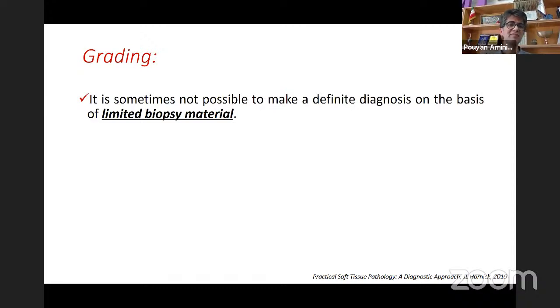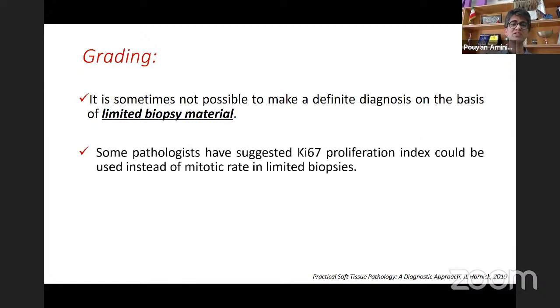In case of limited biopsy material, it is sometimes not possible to make a definite diagnosis. And also some pathologists suggest the Ki67 proliferation index instead of counting mitotic figures. We commonly use Ki67 to evaluate proliferation activity of the tumoral cells, but in some labs it is not common to use Ki67, and it is a matter of debate.